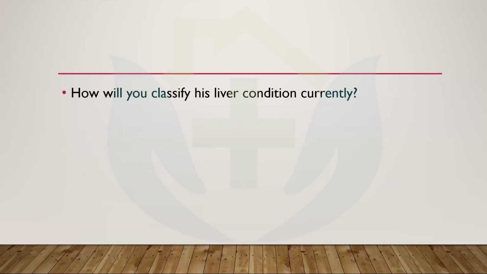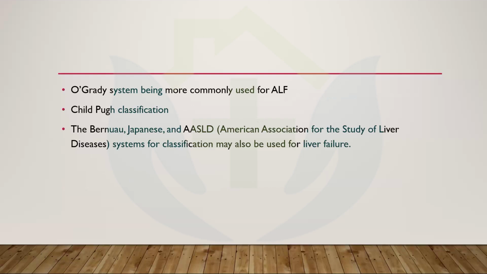How will you classify his liver condition? Now, classification in this: he was a CLD patient who has gone into decompensation, or the other option is he has gone into acute liver failure. You can classify it, but you don't need to explain each and everything, like what are the types of classification. The O'Grady system classification is commonly used for ALF. Child-Pugh classification: most of the students whose viva I have taken have answered this correctly. Then other classification systems you should know. You don't need to know each and every detail, but if you even tell the name, that will score you good marks.